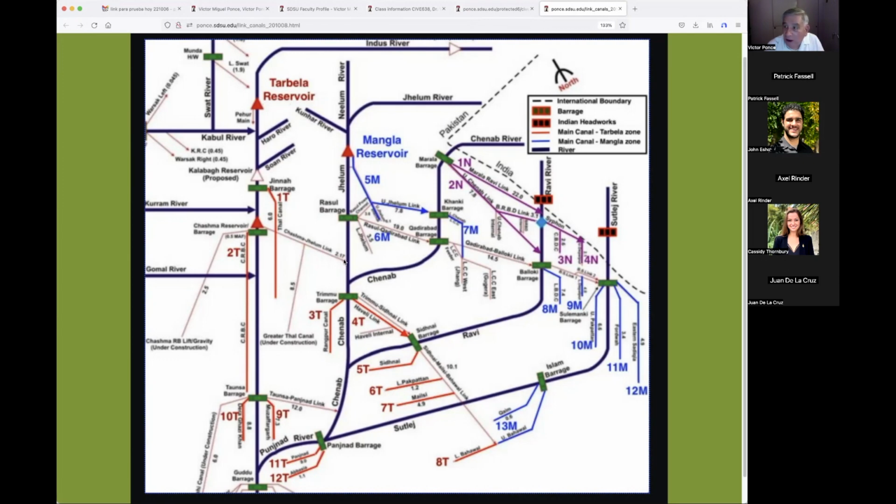Okay, but the problem was the hydraulics and the hydrology. The Indians were in control of the headwaters of the Ravi River and the Sutlej River. Look at this: this is India over here, and this is Pakistan over here. That's the division, the limit between these 2 countries. The Indians, I'm not going to say they were mad at the Pakistanis, but they were not on friendly terms. So they decided to take the headwaters. Basically, they took all the water.